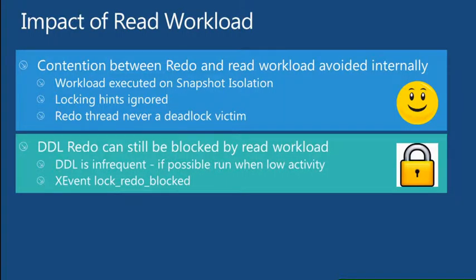If you can't, something that we give you is an XEvent. This XEvent is called lock_redo_blocked. So if we detect that the redo thread is being blocked by a DDL statement, we'll generate this XEvent, and then you can capture that XEvent, and you can read, for example, what is the query that is blocking the redo thread, and you can automatically kill it if you want to. Right? So you have the option to do that. Any questions?